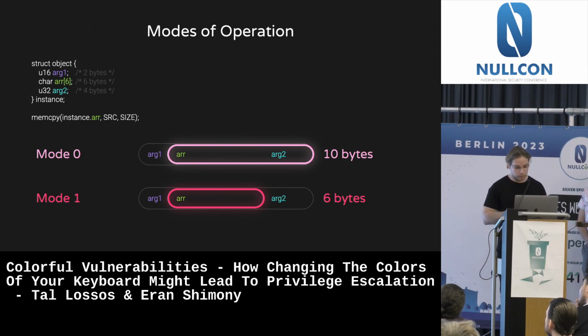If we operate under Fortify Source in mode 0, we can indeed still overflow the R buffer, thus overflowing, corrupting, doing whatever we want with the arg2. But if we operate with Fortify Source under mode 1, again at the compile time of the kernel module, we cannot overflow our R buffer, so we have a much safer memcopy operation.